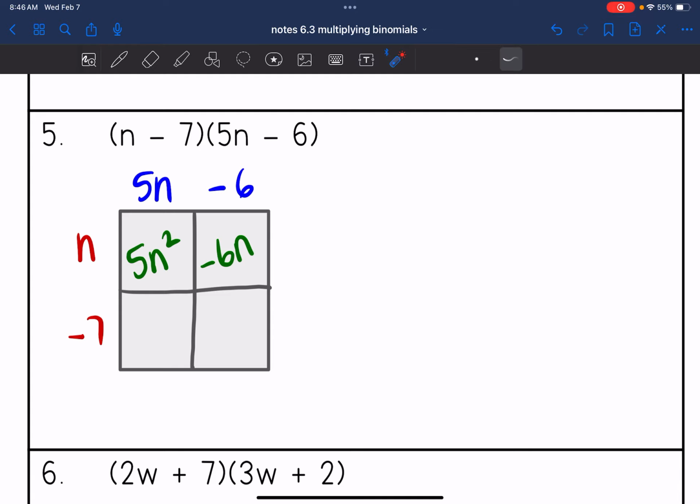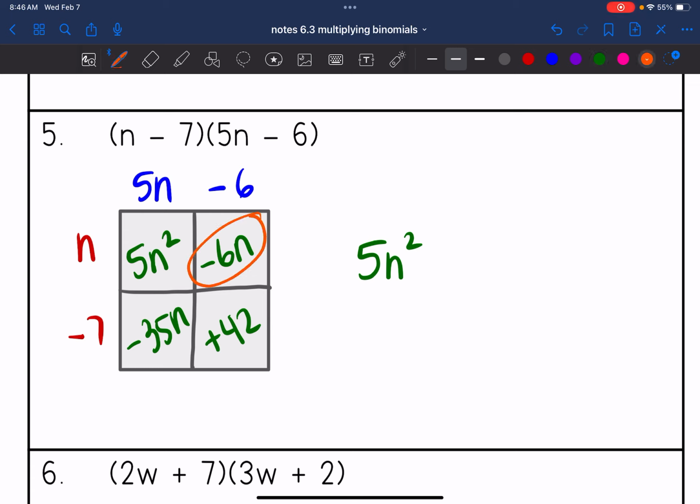Let's go to bottom row. 5n times negative 7 is going to be negative 35n. And then last square, negative 6 times negative 7 is positive 42. Okay, so let's take these terms out of the box. There's only one term that has n squared, so 5n squared. There is 2 terms that have n, so we're going to put those together. Negative 6 and negative 35 would give us negative 41, so minus 41n. And then we still have plus 42 at the end.